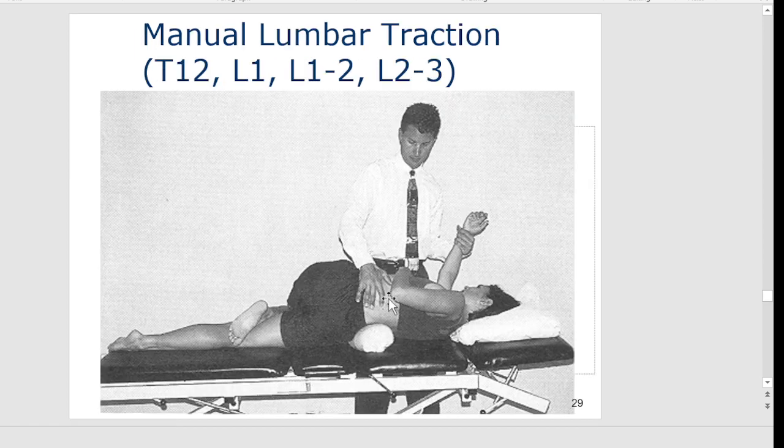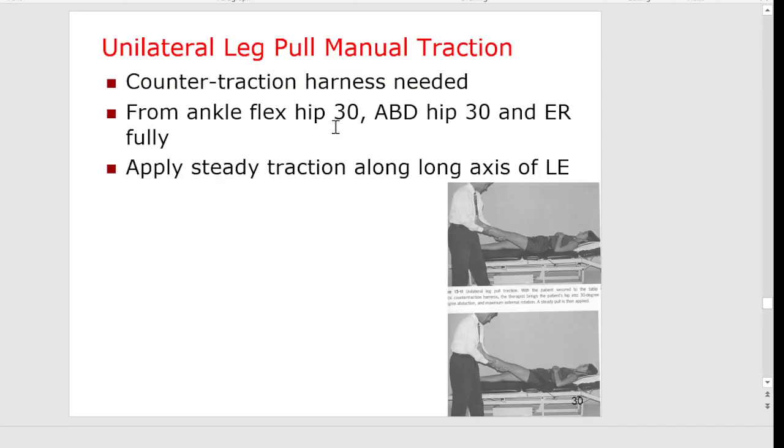So, an example of this one, no? This one, where is it? T12, L1, diba? Then these are examples of unilateral leg pull manual traction. You can see here the position of the hip. It is flexed to 30 degrees, abducted 30, then fully externally rotated. So you pull.